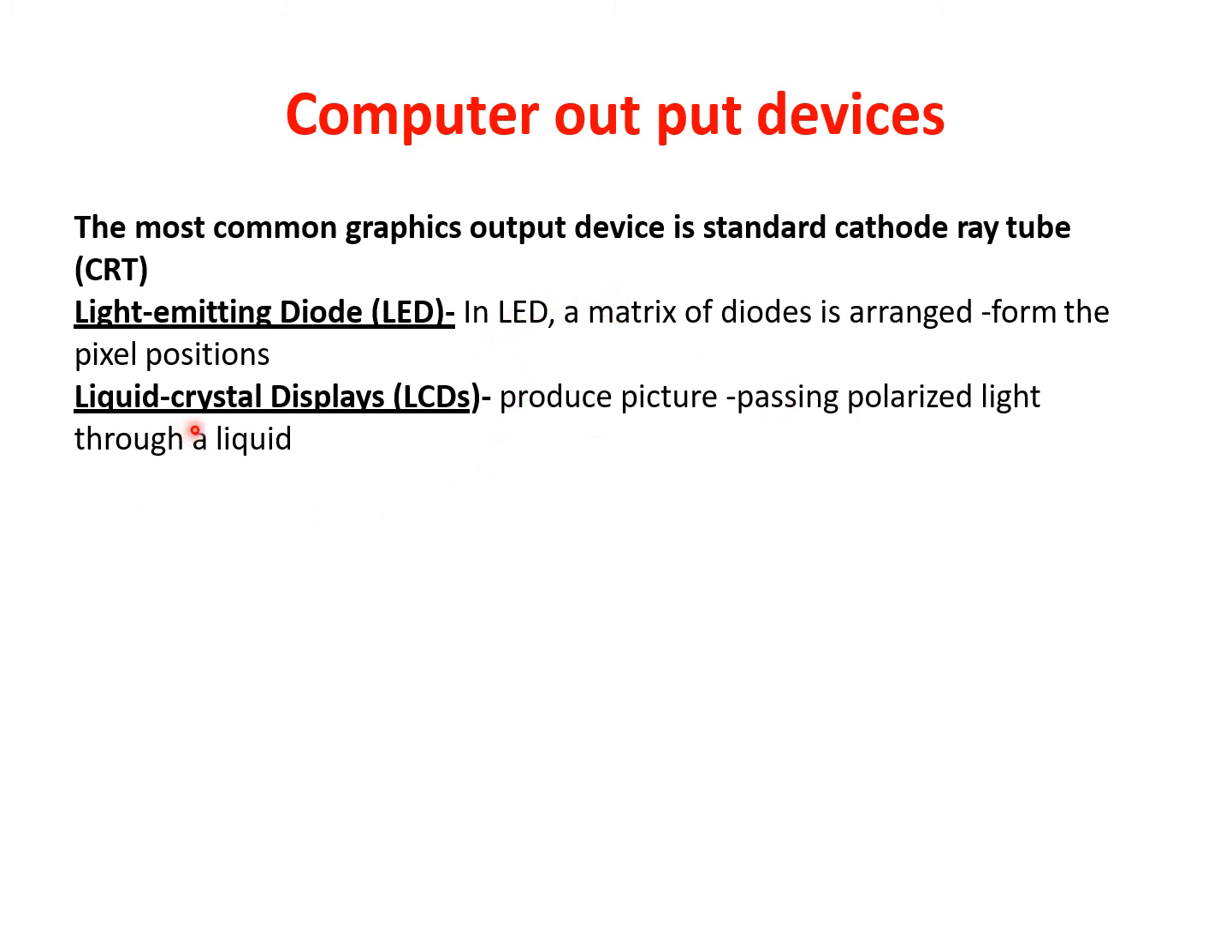Now let us see liquid crystal displays, or LCDs. What we see in our TVs, etc., all those are LCD screens. They produce the picture by passing polarized light through a liquid. Passing polarized light through a liquid creates the picture of the object on our screen. That is what is happening inside.